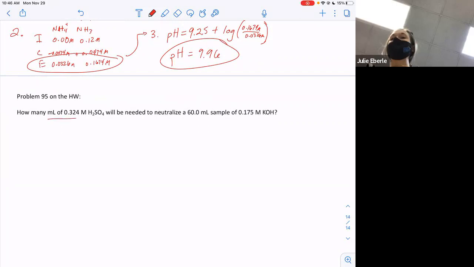So how many milliliters of 0.324 molar H2SO4 would be needed to neutralize 60 milliliters of 0.175 molar KOH? This is a 3-part problem. This involves just content from chapter 9, using molarity as a conversion factor. Or you could think of this like a titration problem. We got acid in our flask, and we ended up using 60 milliliters of KOH to neutralize that. You work those problems the same way. So where do I start here?